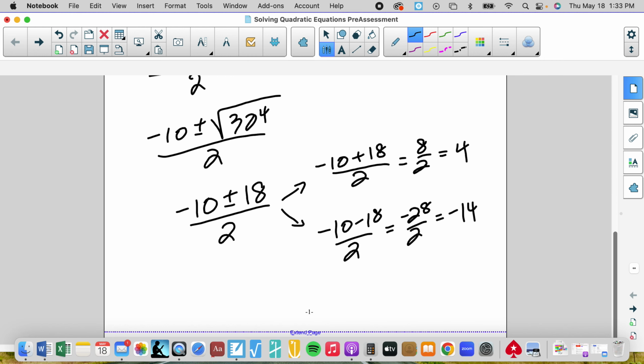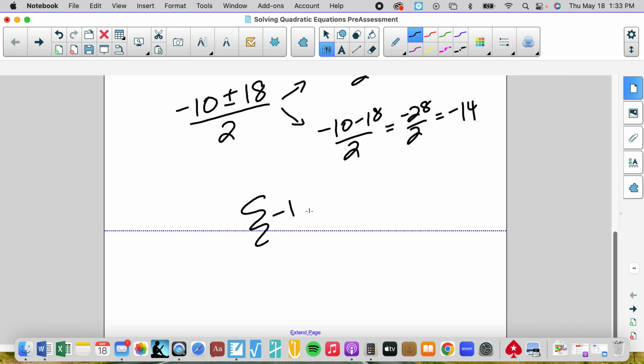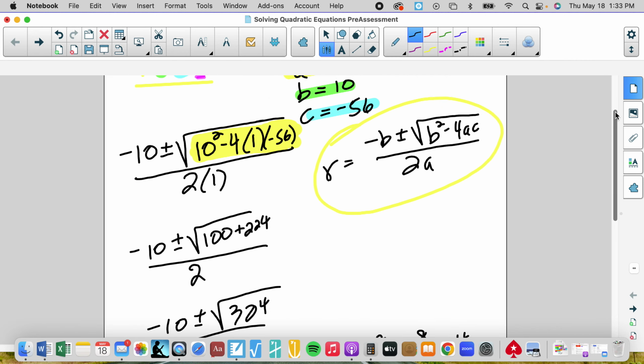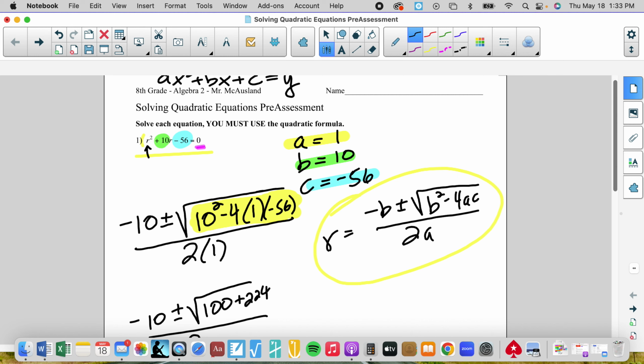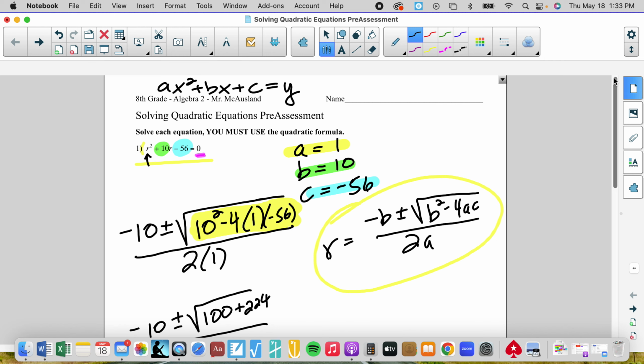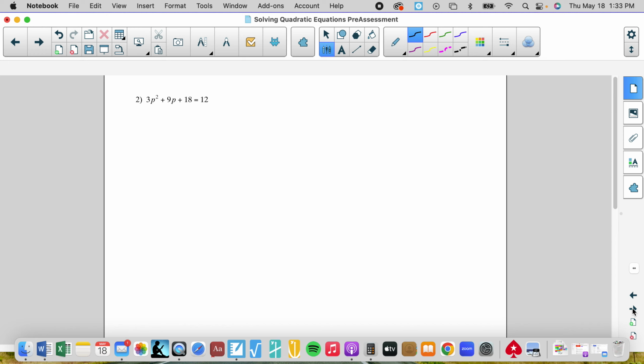So my solutions, in a solution set, we're always going to do the smaller to larger. So my solutions to this equation, the only two values that can go in for the variable r are negative 14 and 4. Those are the only ones that, when we plug in and simplify, equal the right side. Here's question number 2 that you can write down if you're playing along at home.